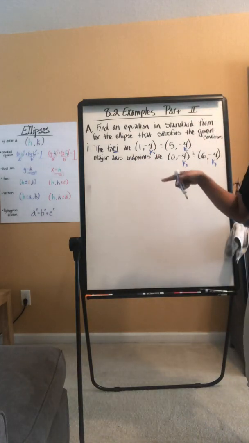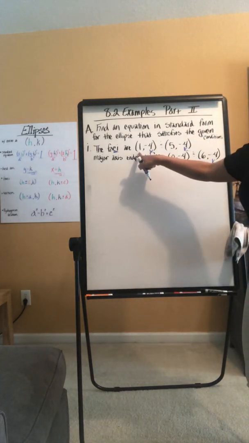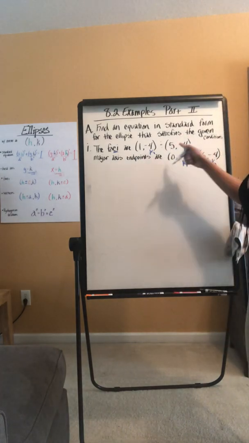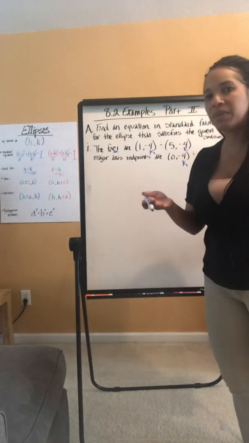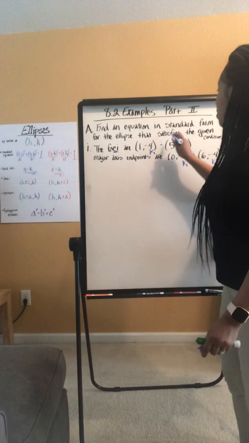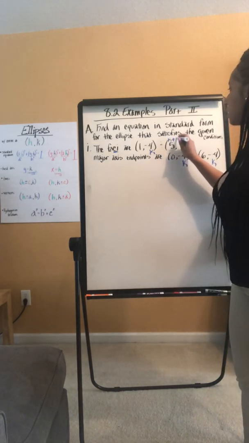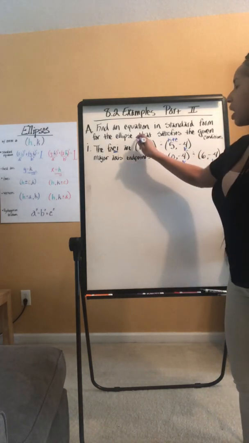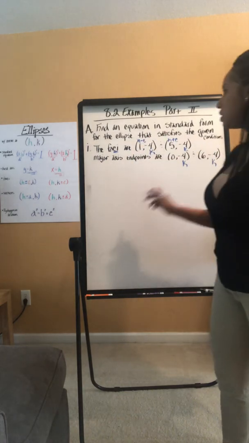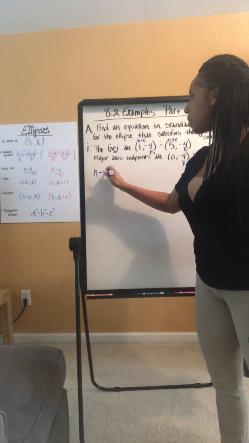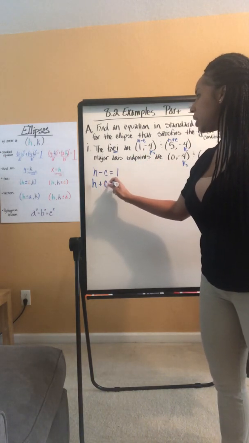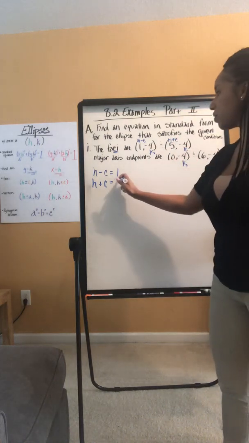I have a h plus c and a h minus c. I have a 1 and a 5. Your h plus c is going to be your bigger number. The plus will always be the bigger number. The minus will always be the smaller number. Make sense? So the 5 is my h plus c, and my 1 is my h minus c. So I know that my h minus c is the 1, and my h plus c is the 5.